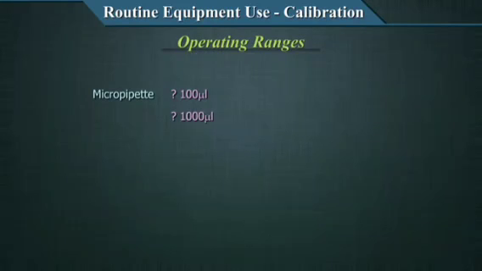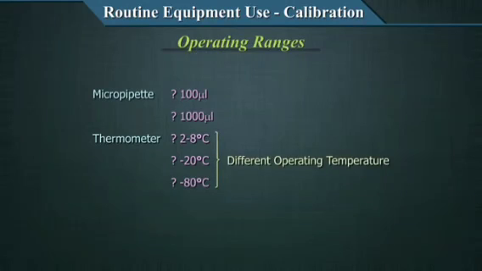You would exactly look to see how much uncertainty there is at this 100 microliter level. Or suppose you're looking at a thermometer that you're using to measure a fridge temperature, which is to be between 2 to 8 degrees, or minus 20 or minus 80, whatever it is. But please make sure that when it's getting calibrated, these operational temperatures are calibrated. And what is the uncertainty there?